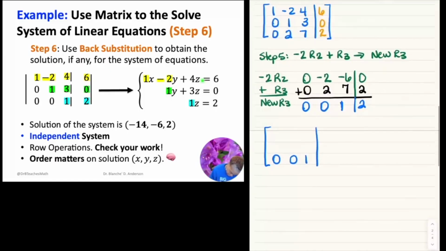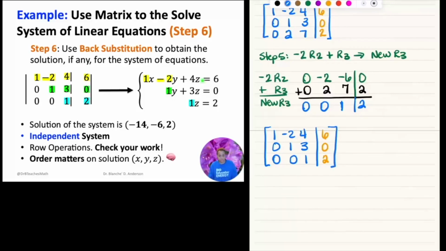Let me get, what was it? It was 0, 1, 3, 1, negative 2, 4. And then this is still 6, 0, and this was 2. Make sure I wrote that right. Yep, 6, 0, 2, 4, 3, 1. Yep, negative 1, negative 2. Okay, so now step 6, you're going to do back substitution.